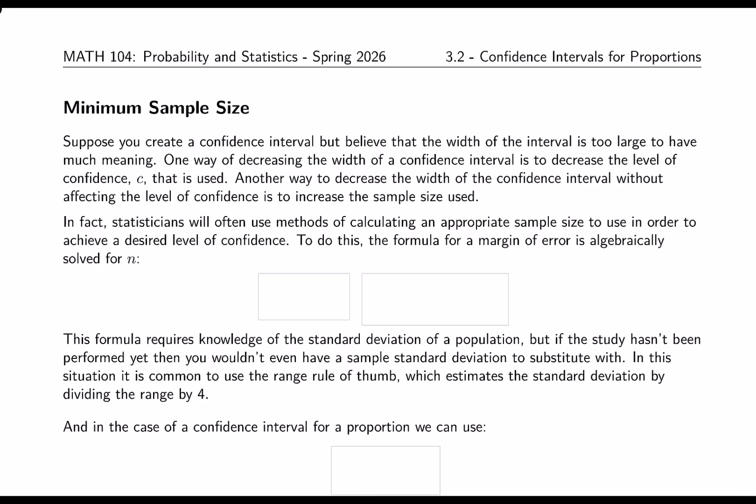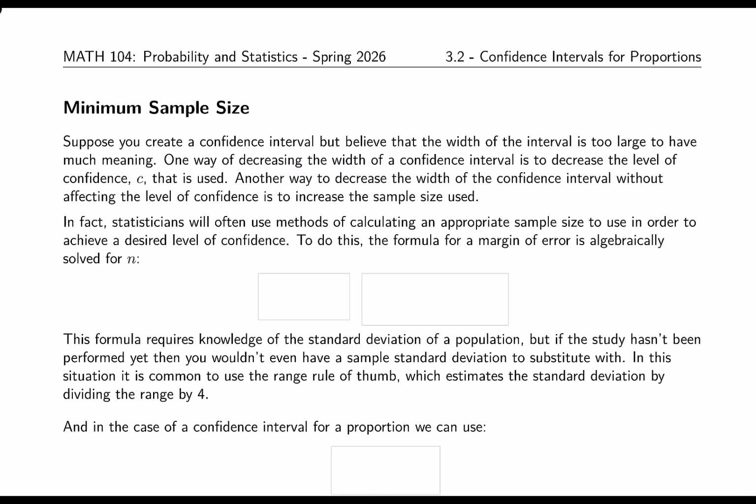Well, one way to decrease the width of the confidence interval is to decrease the level of confidence. All right, so that's not necessarily a great solution because, you know, you go from having, say, 95% confidence in your result to 60% confidence, and like that's just not really as reliable a result. So that's not the best way to reduce the width of your confidence interval.